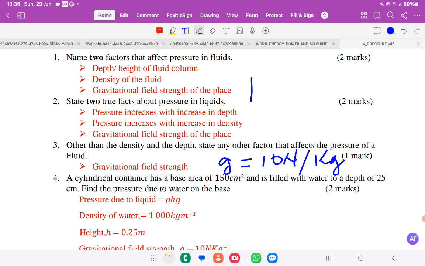That's why liquid pressure is given by height multiplied by acceleration due to gravity multiplied by density.